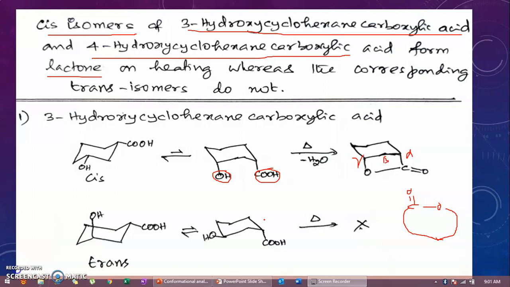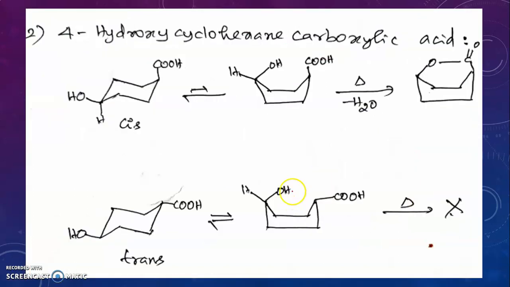Similarly, if you take 4-hydroxycyclohexane carboxylic acid, this is the cis isomer. In the cis isomer, the acid group and the hydroxy group are present in the 1,4 position. In 1,4 cis, one group should be axial and the other group should be equatorial. So here I placed the acid group in the axial position and the OH group in the equatorial position. See, in this conformation, the distance between the two groups is very large. Therefore, they cannot form lactone on heating.